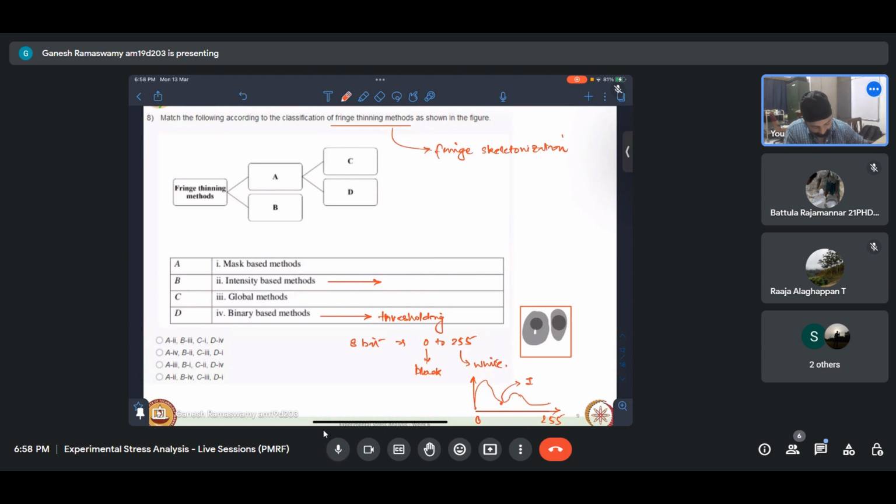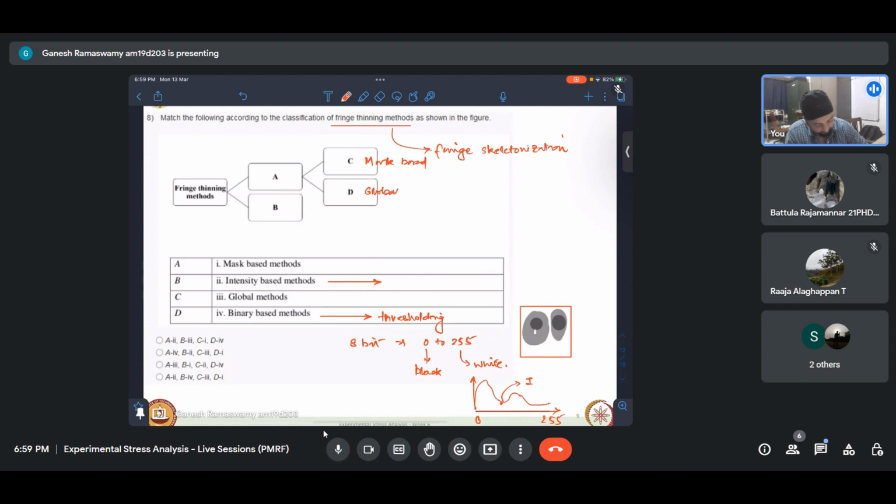So A is the intensity based methods, which again have two ways to go about. One is global, that is the entire image, you do it at once. Others are mask based, where you will be having pockets and you will be applying certain different conditions to each and every pocket, which is again heuristic in nature. So intensity based methods have further classifications as global and mask based.